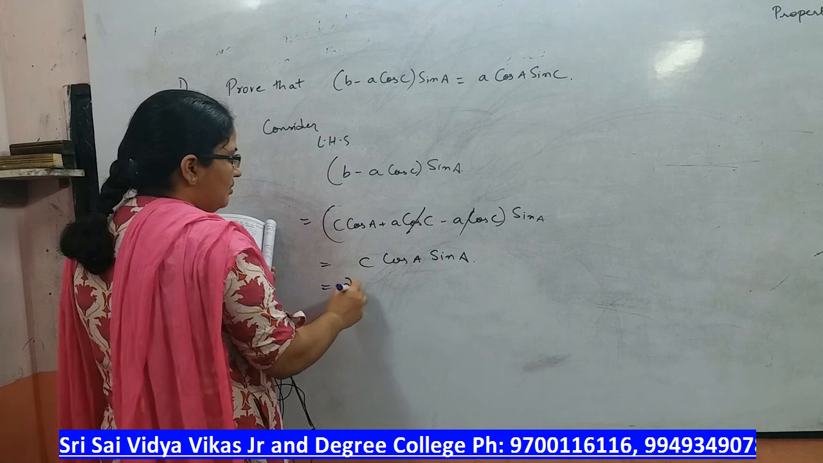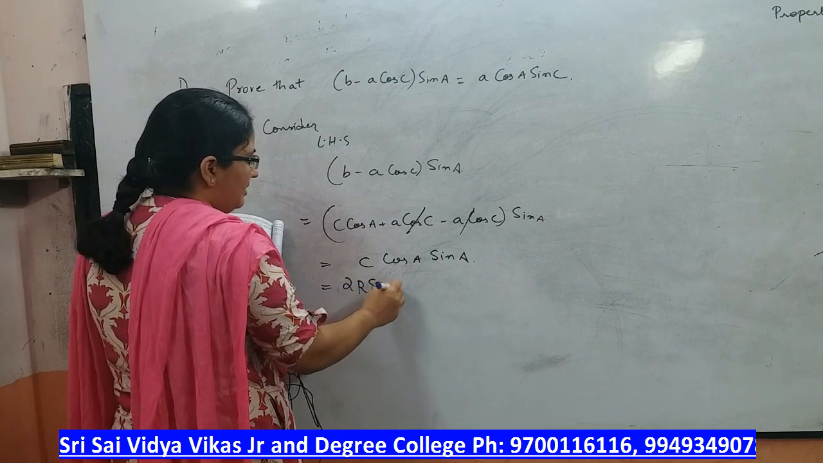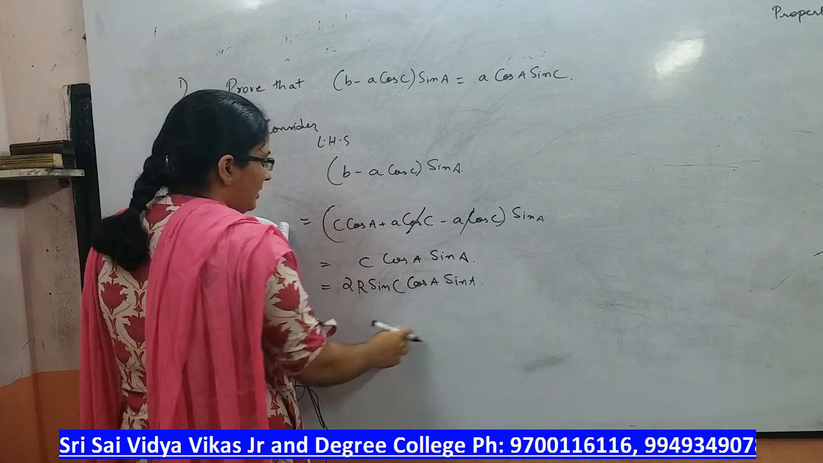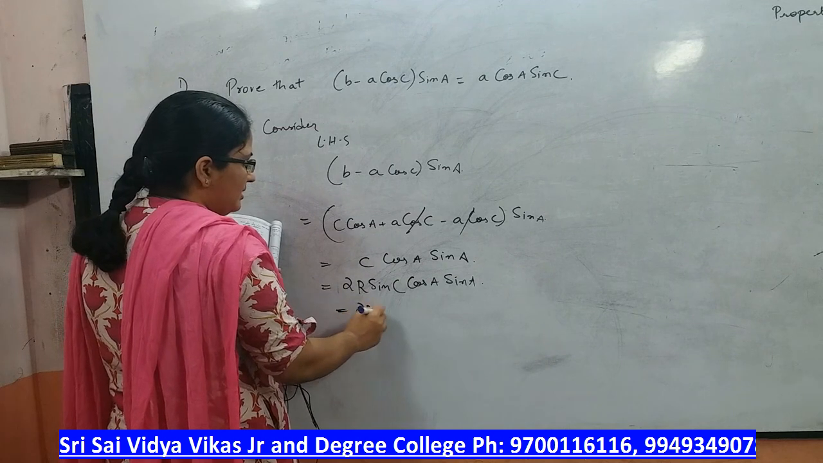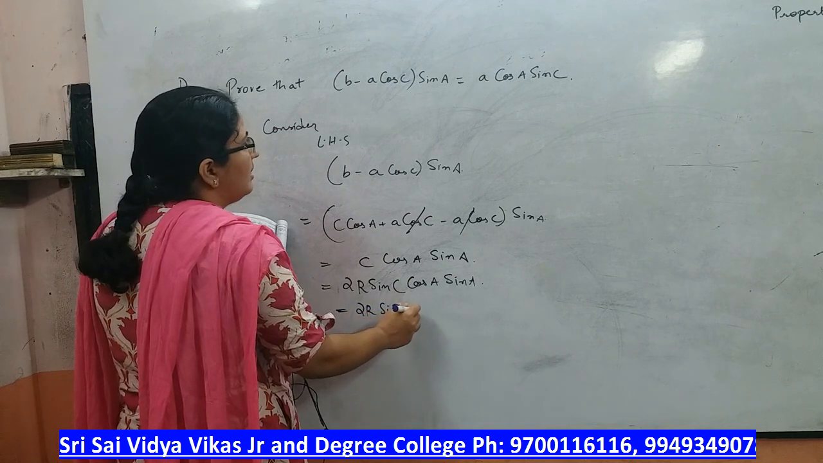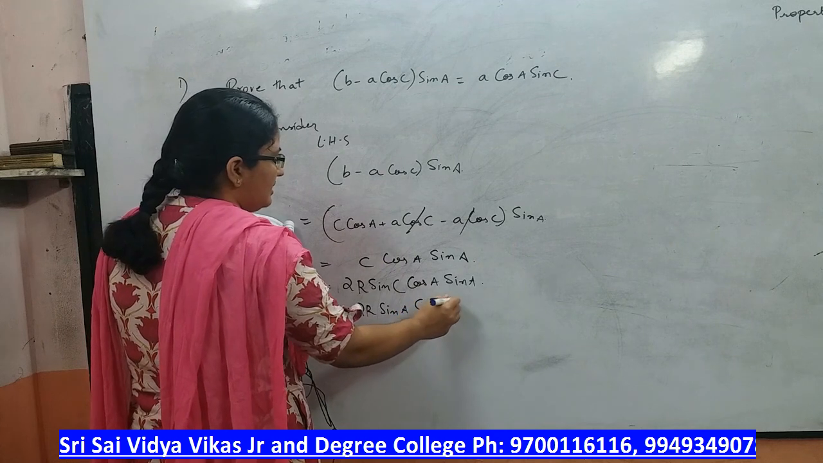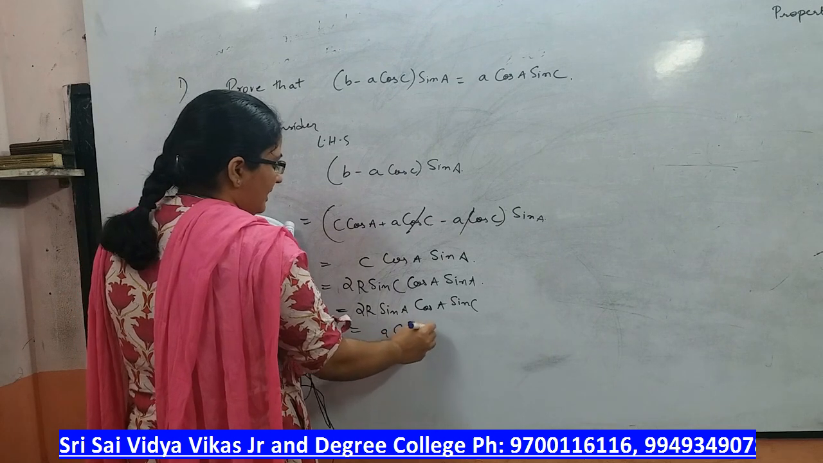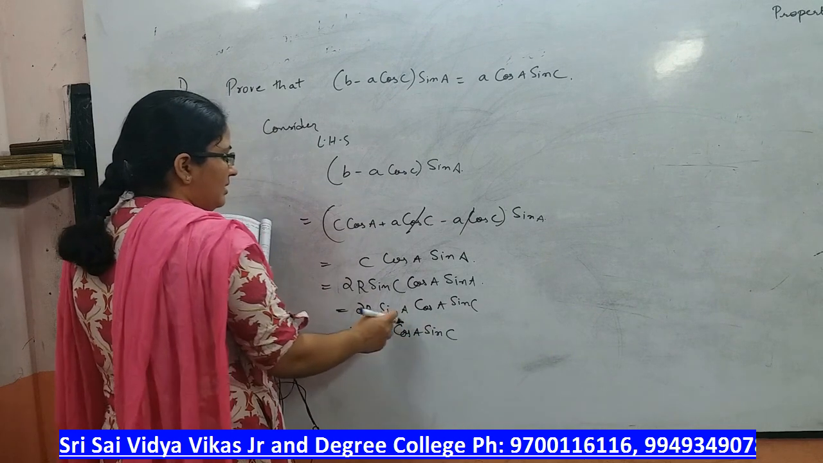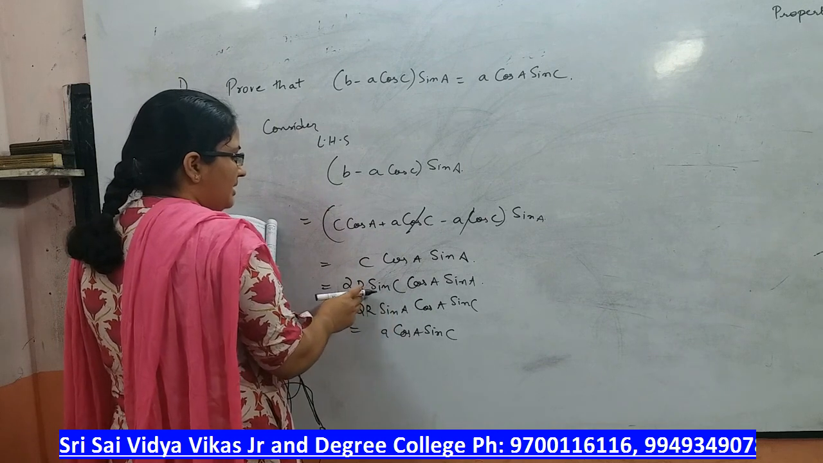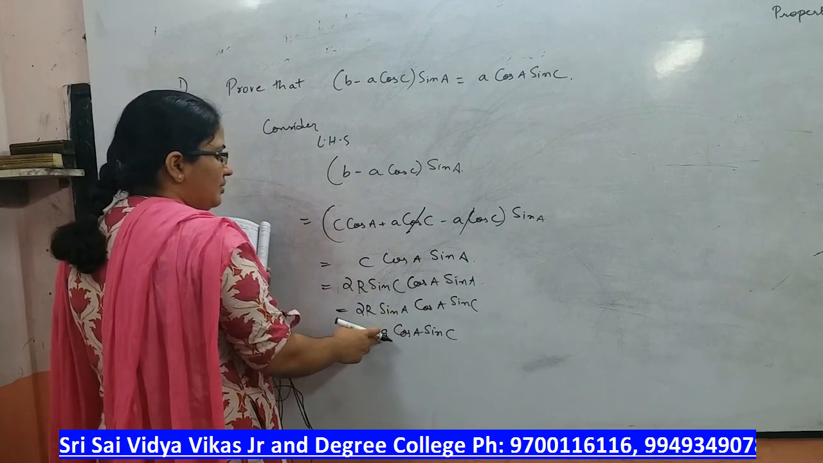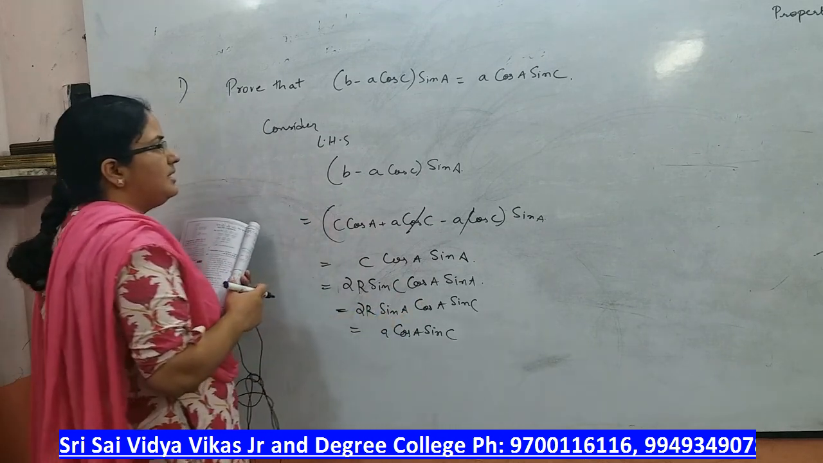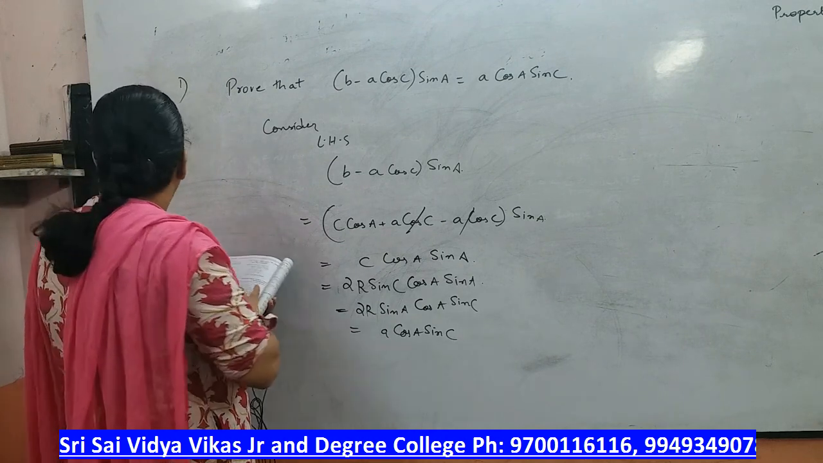Now c can be written as 2R sin C, so we have 2R sin C cos A sin A. We are keeping the 2R for sin A so that you get small a. So 2R sin A cos A sin C is a cos A sin C. That's about this problem. Let us discuss the next problem.